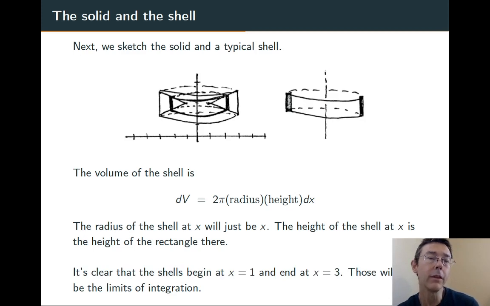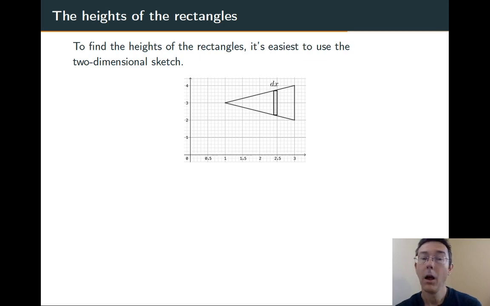And because we're given the points that define the triangle, we know where the rectangles are going to begin and end. They're going to begin at x equals 1 and end at x equals 3. So the limits of integration are not a problem in this particular example. Okay, so let's actually find the height of this rectangle.